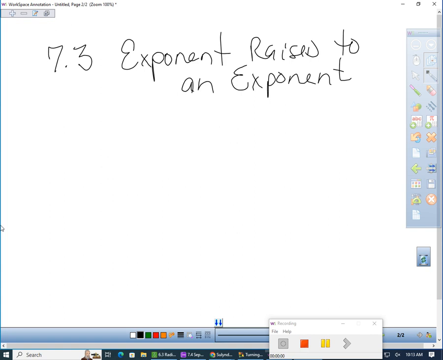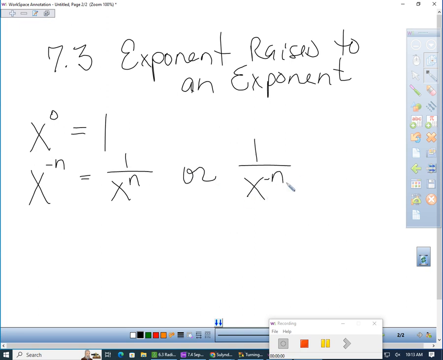All right, so I always start with the actual rule. First of all, let's remind you of the rules we've already talked about. The first rule we had day one was if I have x to the 0, that equals 1. The second rule we had day one is if I had x to the negative n, that went to the basement or to the bottom, it was 1 over x to the positive n. Or if we have 1 over x to the negative n, that went upstairs and it equaled x to the positive n. That was all in 7.1.